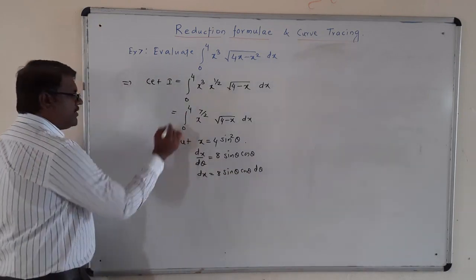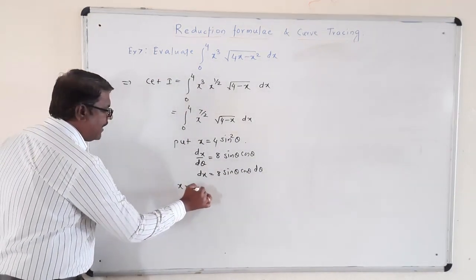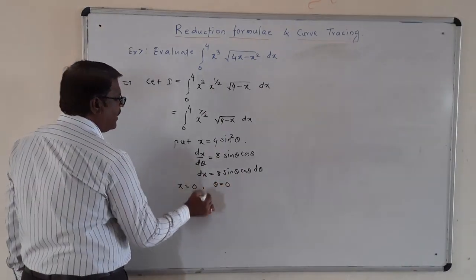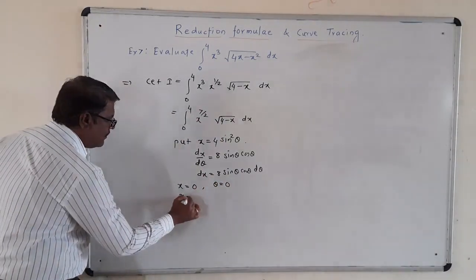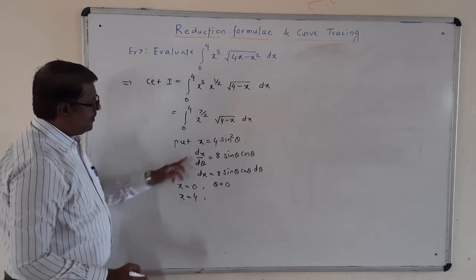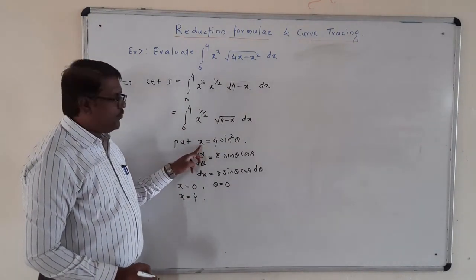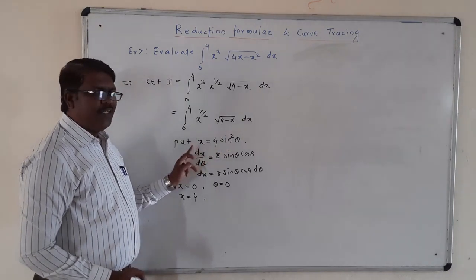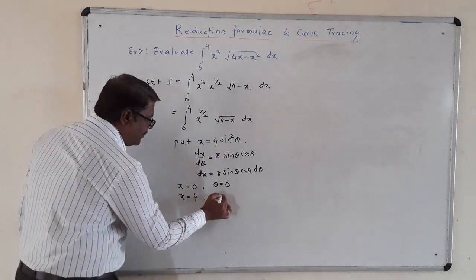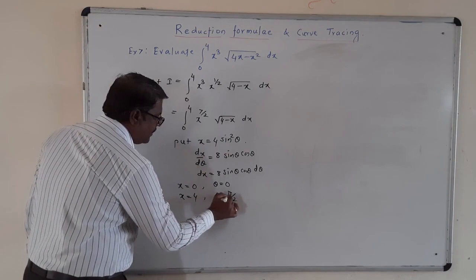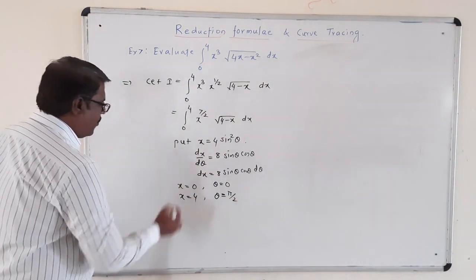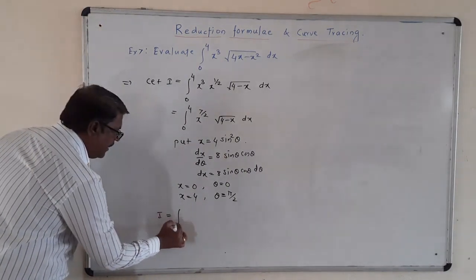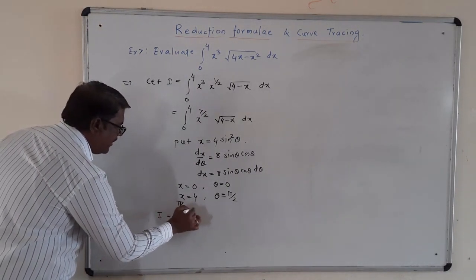Now when x is 0, what is the value of theta? It is 0. And when x is 4, here I can replace x by 4, then 4 will get cancelled. So sin square theta is 1 and therefore theta is pi by 2. So the value of theta is pi by 2. And therefore the given integral becomes I is equal to integration 0 to pi by 2.